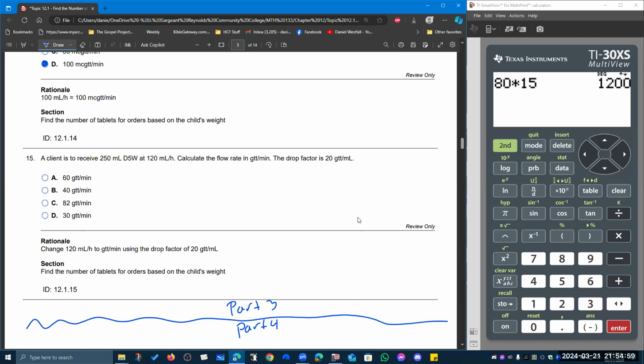The client is to receive 250 milliliters of D5W at, and then here's the flow rate, 120 milliliters per hour. And we want to change that with a drop factor of 20 drops per milliliter to a flow rate in drops per minute. 1 hour is 60 minutes. Hours cancel. Milliliters cancel. 60 goes into 120 2 times, and I get 40 drops per minute, which is option B.